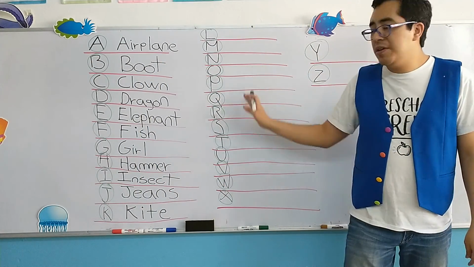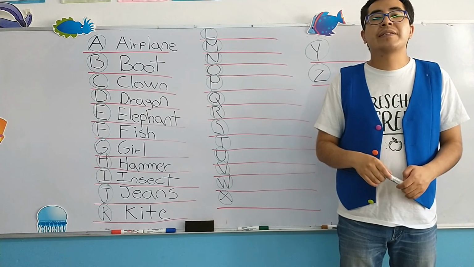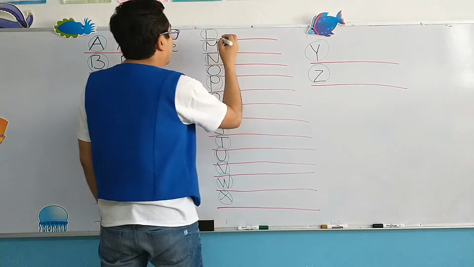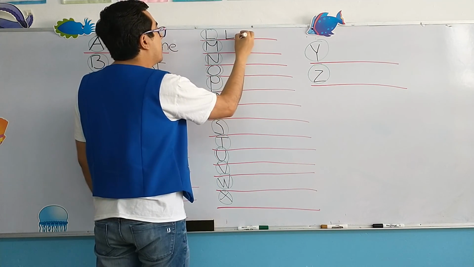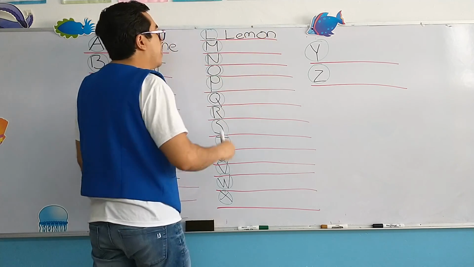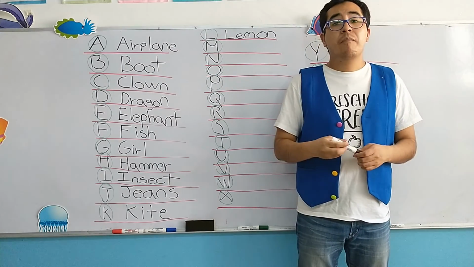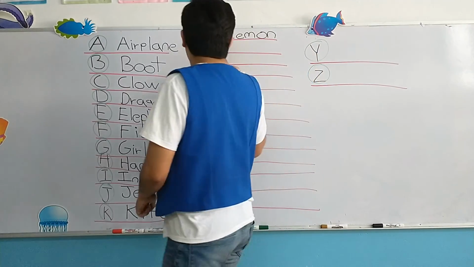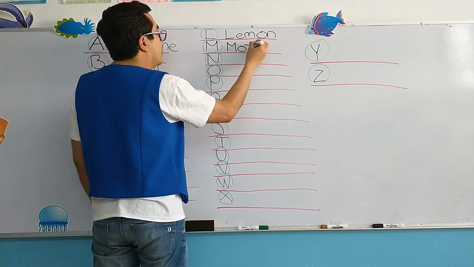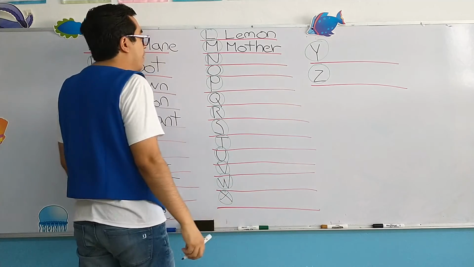Let's continue with this side right here. For capital L, we had lemon. Okay? The word lemon, capital L, E, M, O, and N. For the capital M, we had mother. Capital M, O, T, H, E, R.